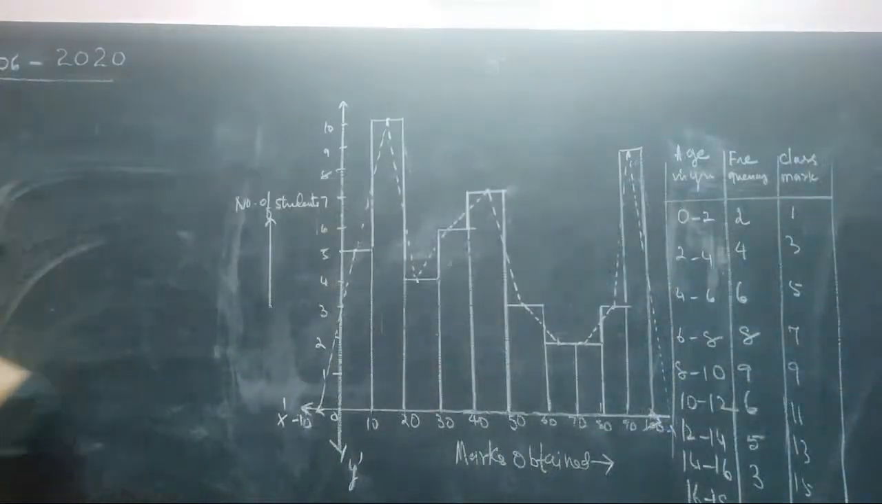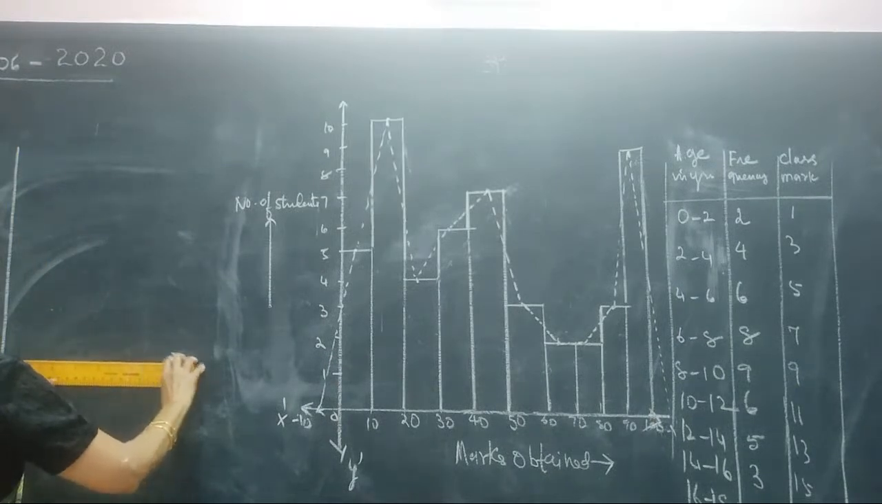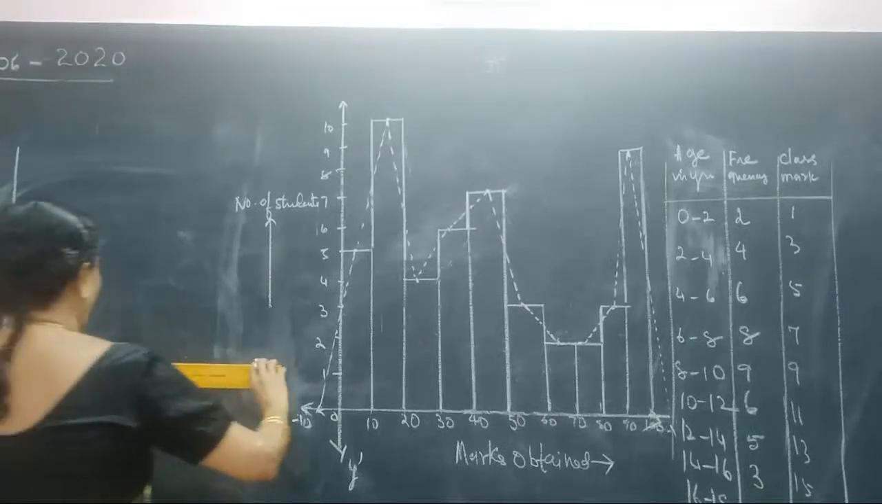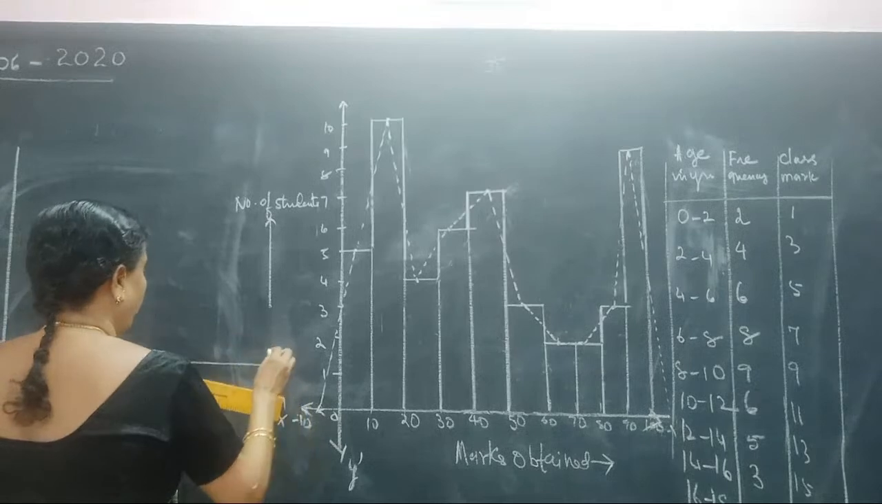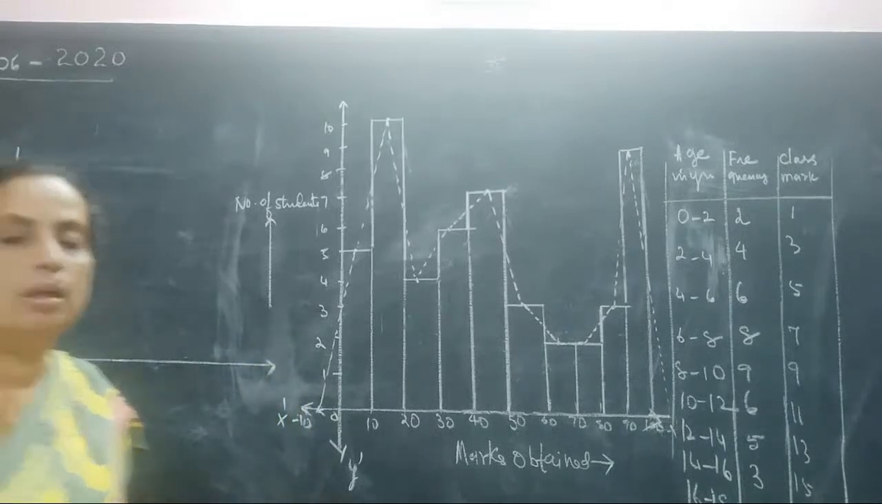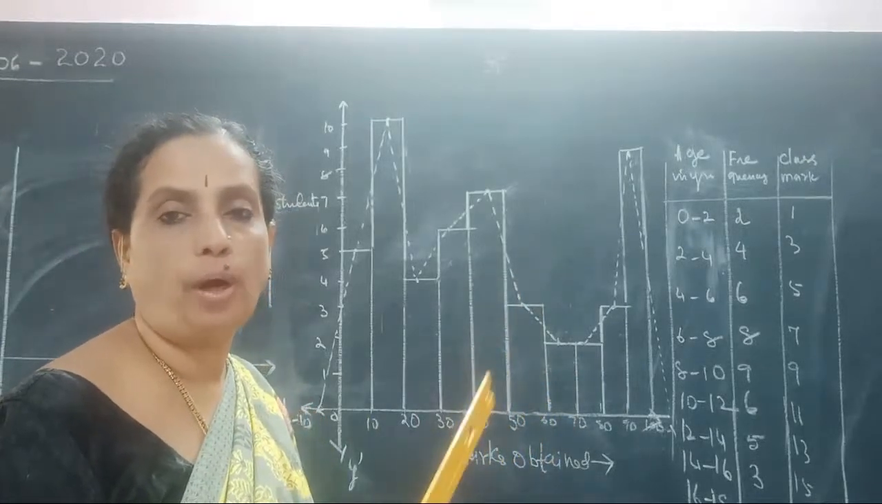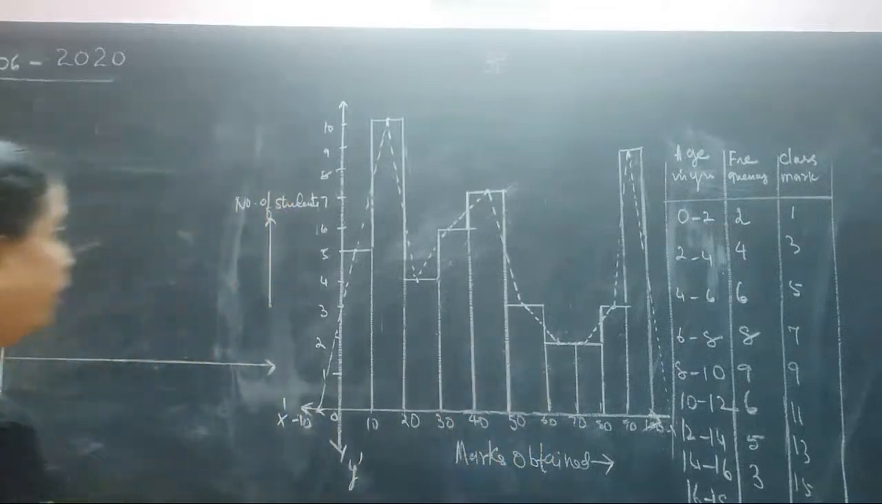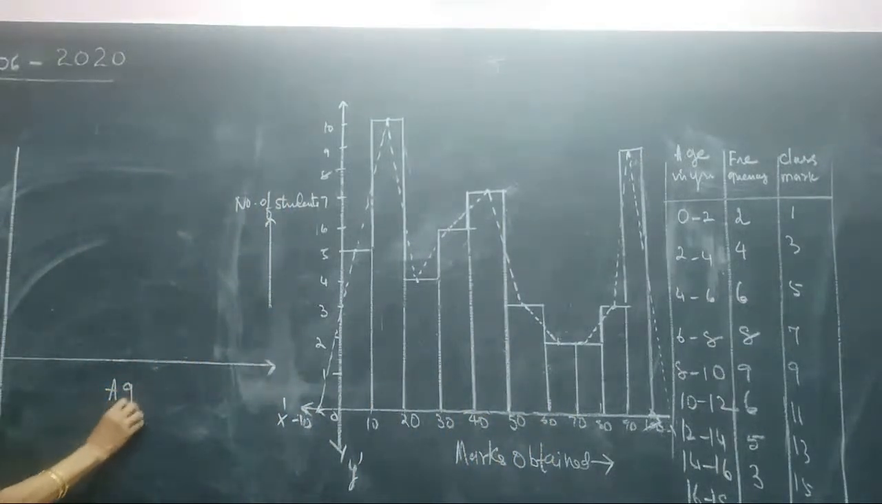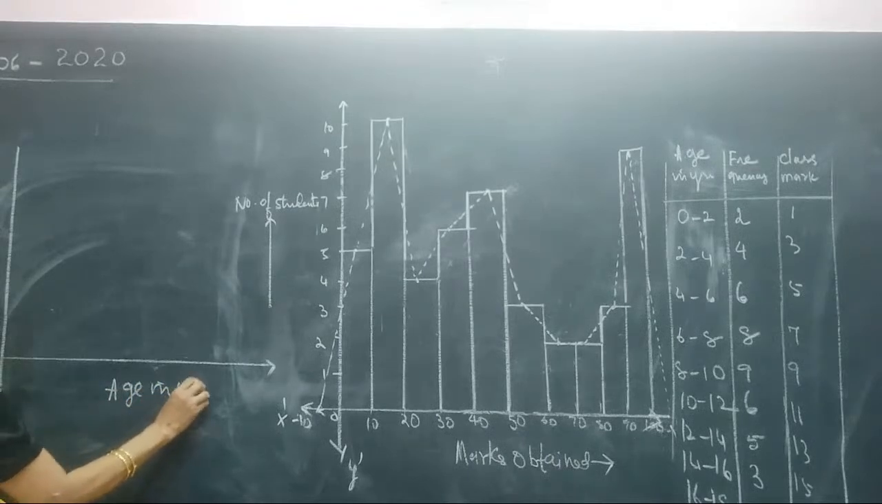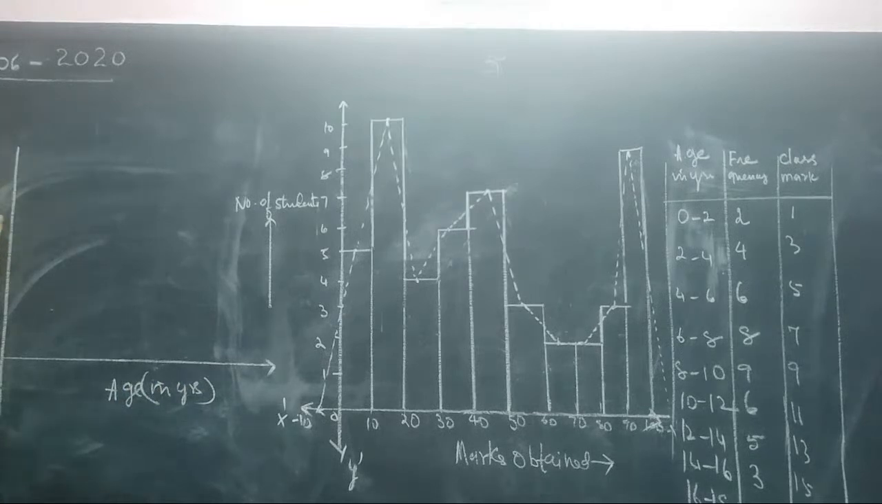Here comes only frequency polygon. When they mention only frequency polygon, we have to write up the points as order pairs also, showing which point depicts what order pair. Along the x-axis it is age in years in the bracket, and frequency along the y-axis. This is the x-axis.